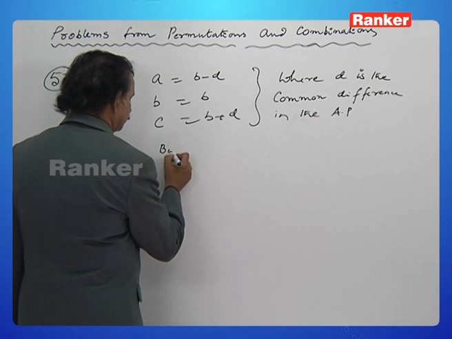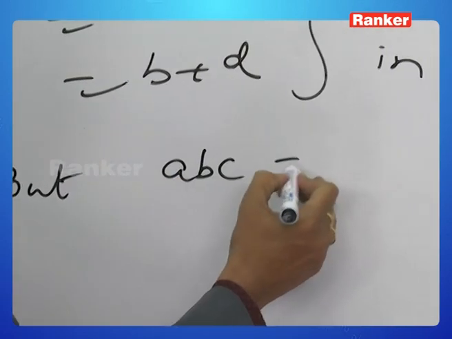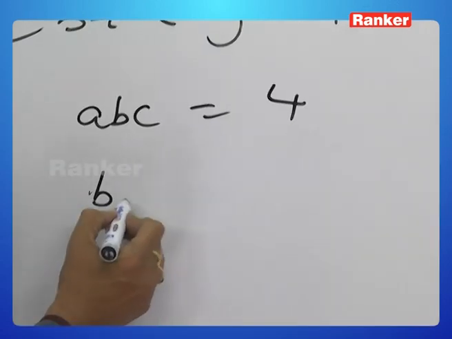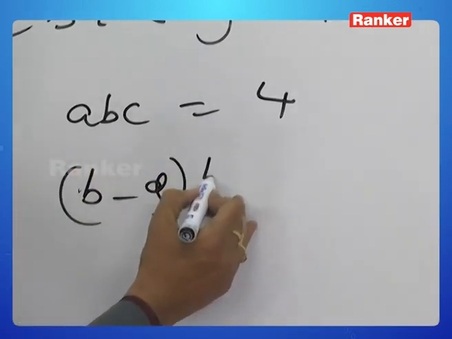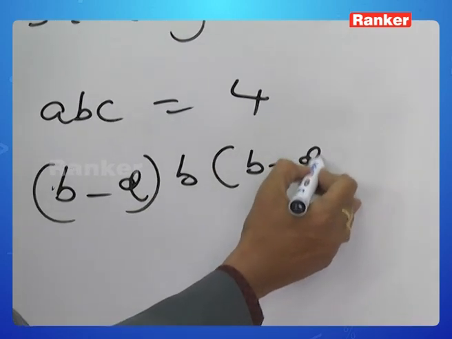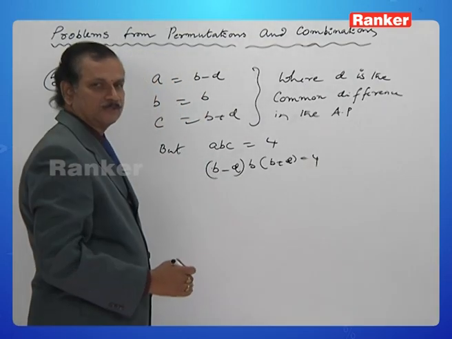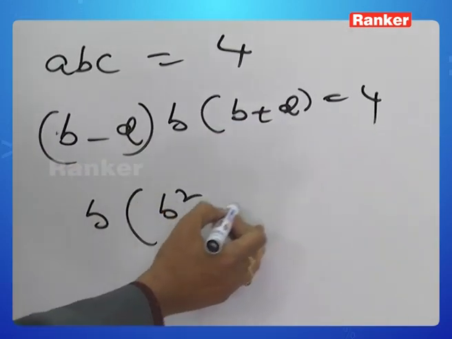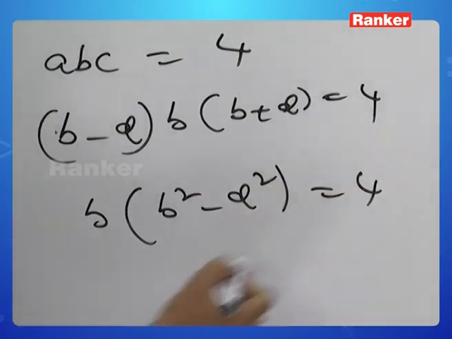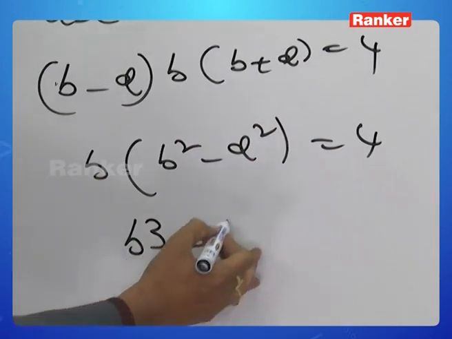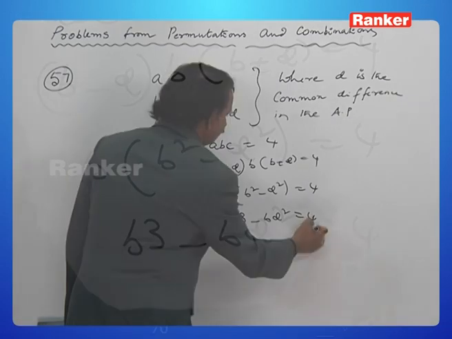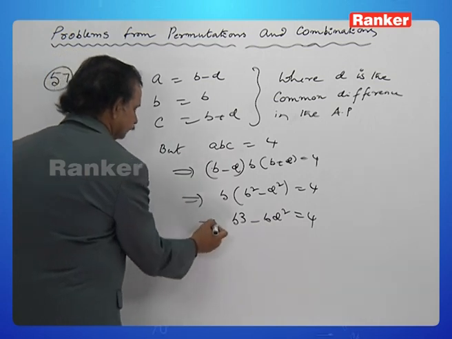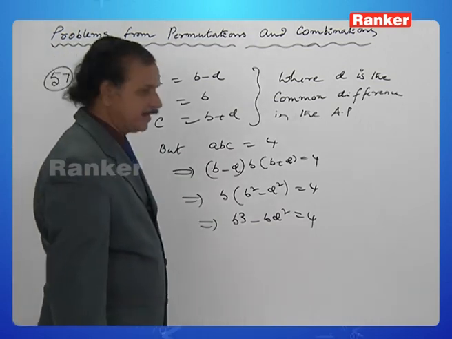ABC is equal to 4. What is A? We have, according to our assumption, B minus D into B. What is C? B plus D, is equal to 4. What is it? B into B minus D into B plus D is B square minus D square is equal to 4. What is B into B square? B cube minus BD square is equal to 4. Isn't it? B cube minus BD square is 4.